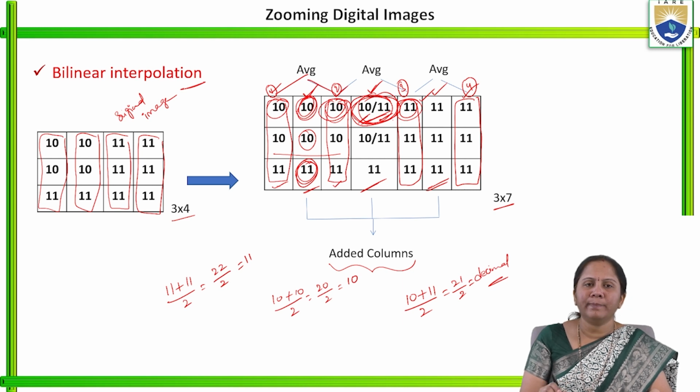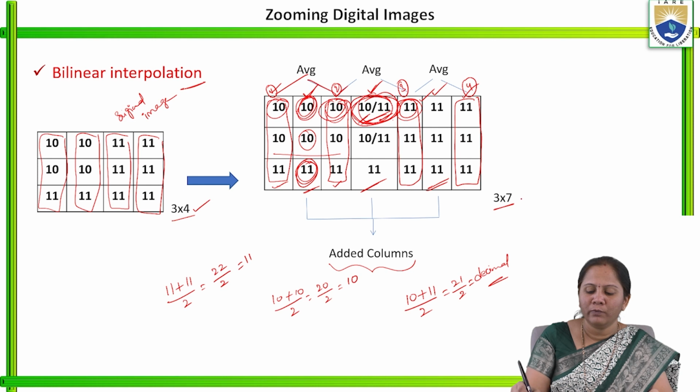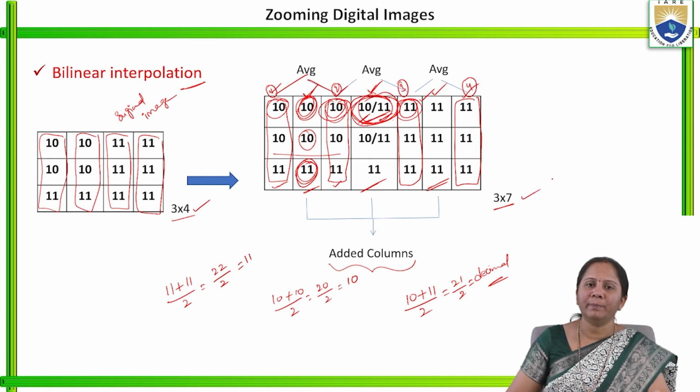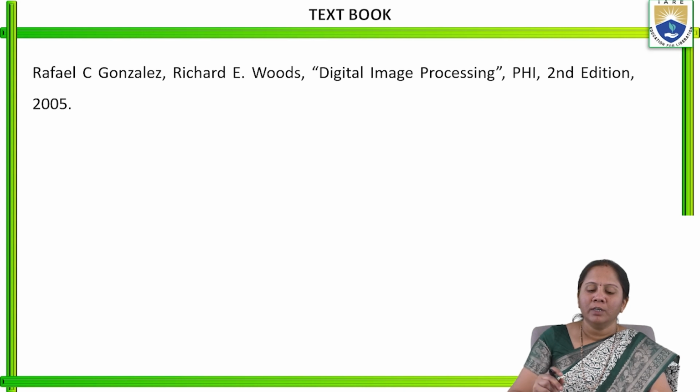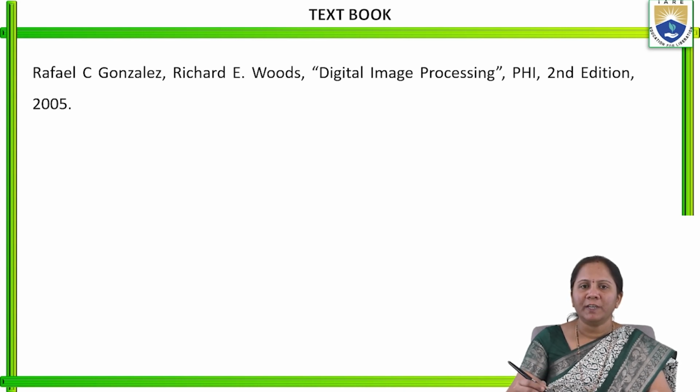So by applying this bilinear interpolation, the size of the image has been increased from 3 by 4 to 3 by 7. So this is what we had about spatial resolution, gray level resolution, zooming and shrinking of digital images. We have taken the content from the textbook Digital Image Processing, which is written by Gonzalez.